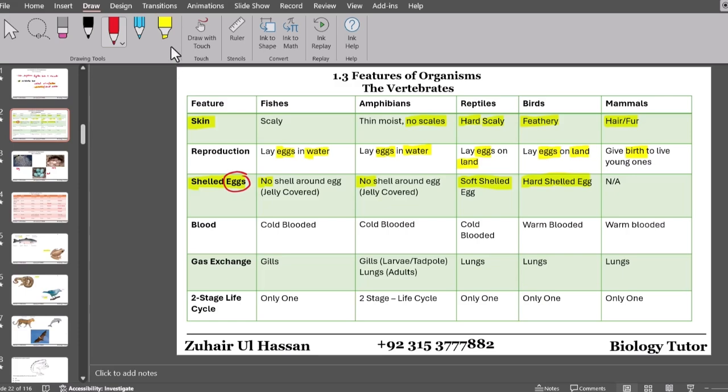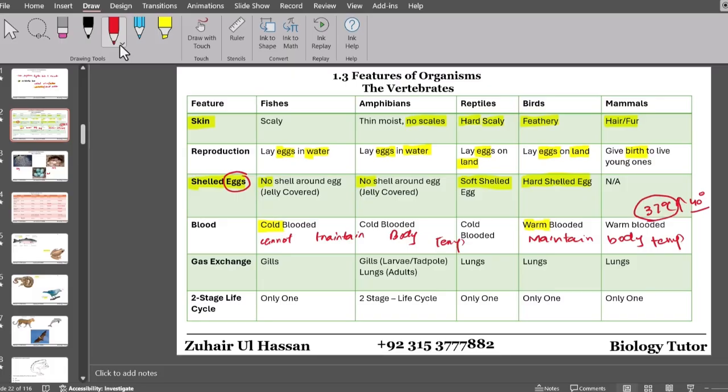If we talk about the next feature, that is about their blood. It can be cold-blooded or warm-blooded. Cold-blooded organisms are those that cannot maintain their body temperature. Warm-blooded organisms are those that can maintain their body temperature. For example, human beings have a normal body temperature of 37 degrees Celsius. If the temperature goes above, let's say it is now 40 degrees Celsius, in that case our body will start producing sweat, and that production of sweat will keep the temperature of the body at the normal body temperature.